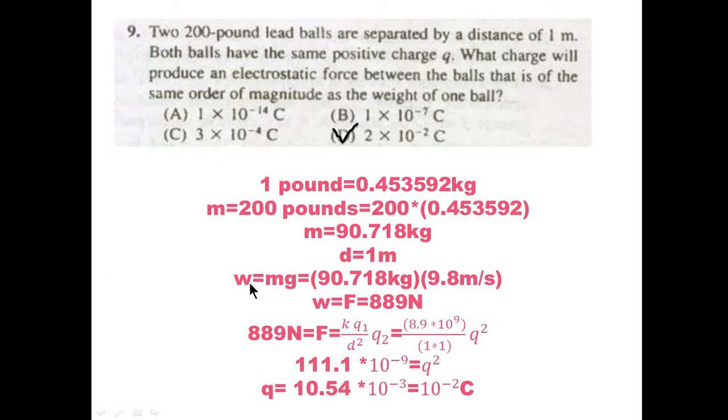Next is, what charge will produce an electrostatic force between the balls that is of the same magnitude as the weight of one ball? W is equal to mg, then m is 90.71 and g is 9.8. So here W is equal to force, that is 889 Newton. Now this force or weight is equal to the electrostatic force, that is kQ² by r². So I put these values here, and what we get is a charge of the order of 10 raised to the power -2, that is option D. That means option D is the correct option.